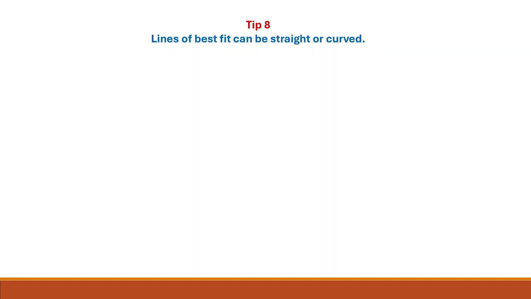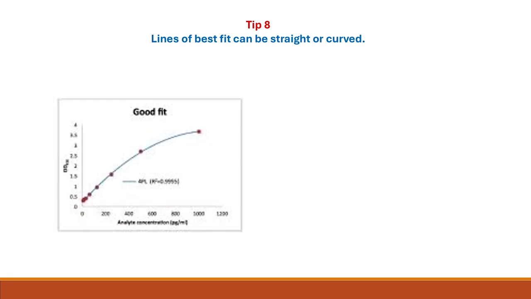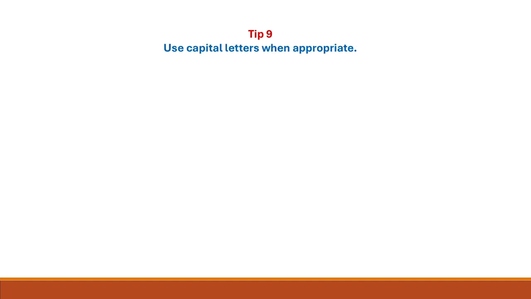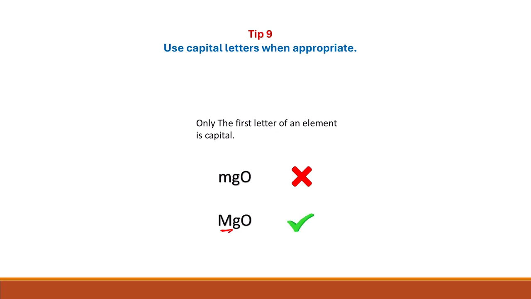Tip number 8, lines of best fit can be straight or curved. So this is an example of a good line of best fit, where it's a curved line, and this is a bad fit for the same data set because this is a straight line. Tip 9, use capital letters when appropriate. So only the first letter of an element is capital. So if you write magnesium oxide in this way, this is wrong, you have to write it that way where the M in magnesium is a capital.